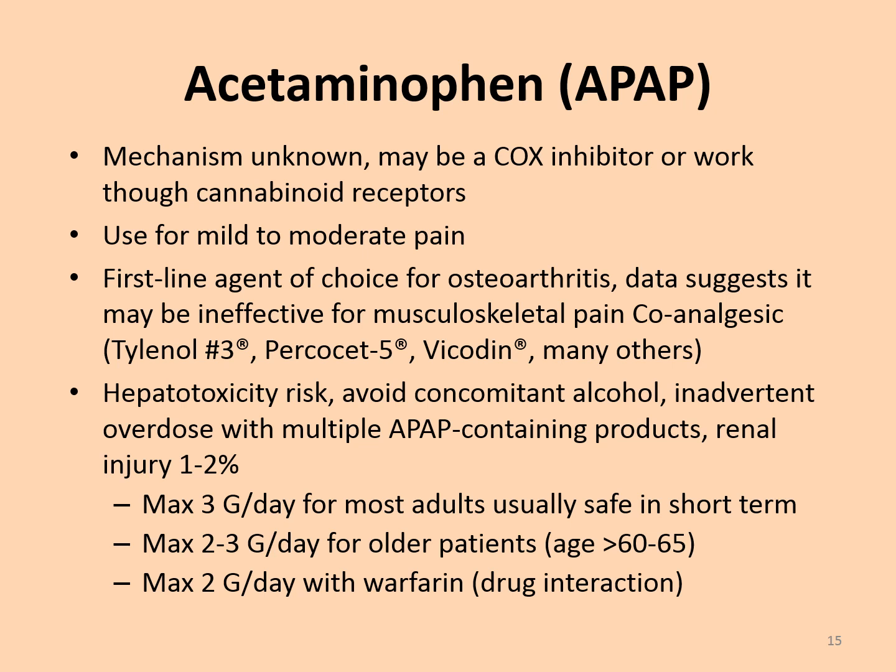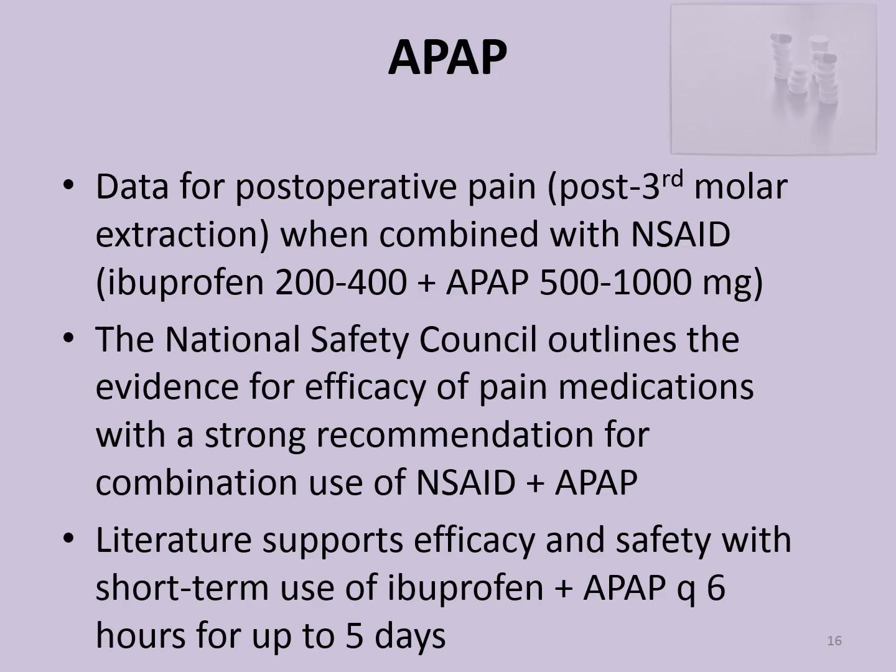The doses vary though for acute pain, and we tend to use higher doses. The data for post-operative pain shows that, especially for example third molar extraction, when acetaminophen is combined with an NSAID such as ibuprofen in doses of about 1,000 milligrams, but some studies use lower doses of 500, that pain relief was comparable to that of an opioid.